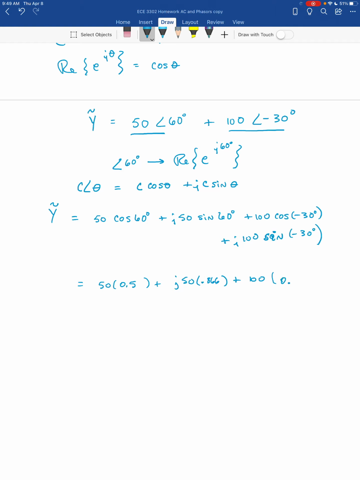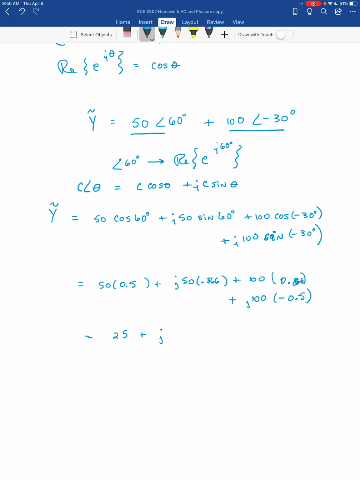Because the cosine of negative 30 is 0.866. I keep doing that backwards. And the sine of negative 30 is minus 0.5. Okay, hopefully I got my sines and cosines right.